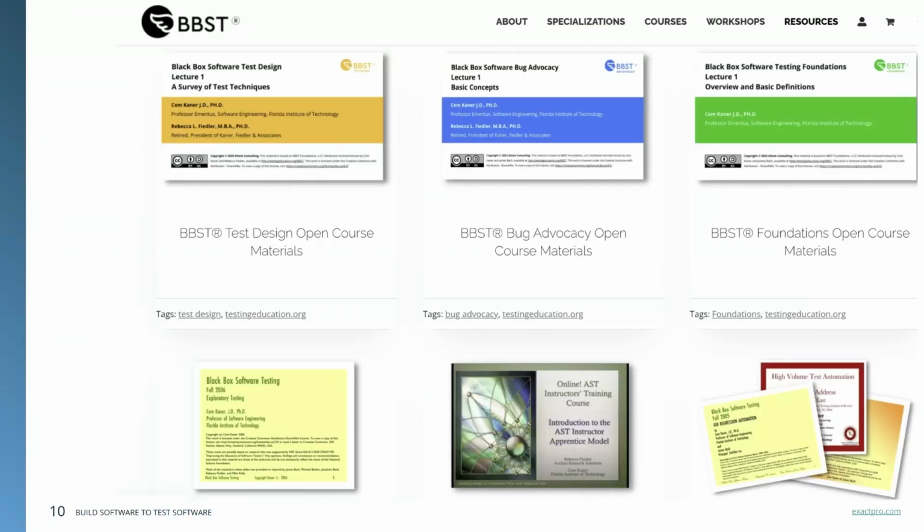There is a treasure chest of materials available online. Often, when you look, have you encountered black box software testing? Yes. These are some really good materials. I've definitely encountered the black box software one. Yes, it is from their website.